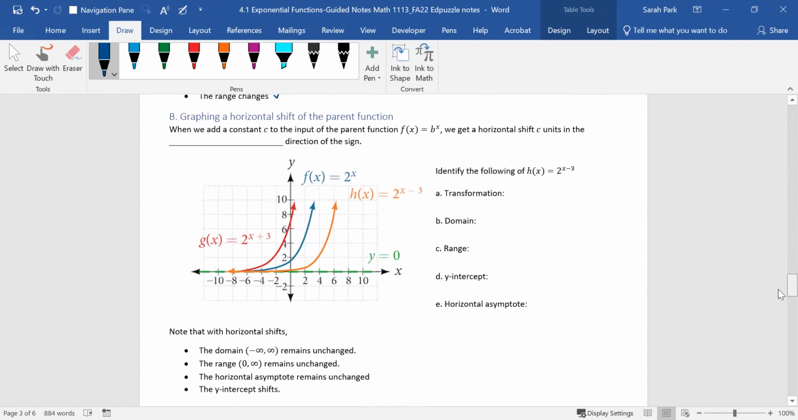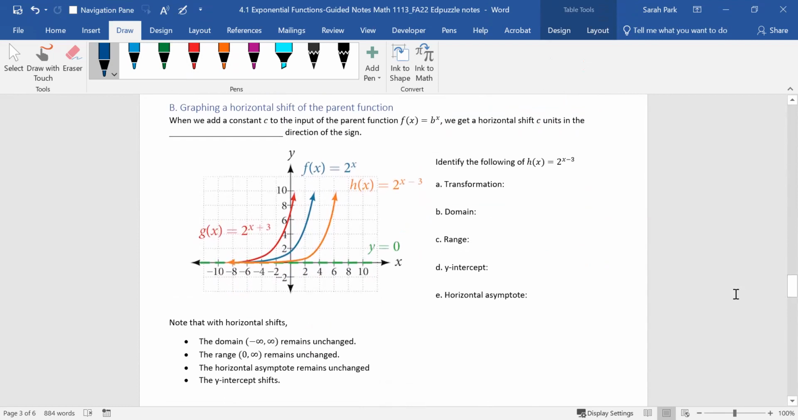Okay, so for horizontal shifts, we add a constant c to the input of the parent function, b to the x. And we're going to get a horizontal shift c units in the opposite direction of the sign. So this is our parent function 2 to the x, and we're going to look at h of x equals 2 to the x minus 3. Well, this time the minus 3 is attached to the input, or the exponent part. The transformation looks like it's shifted right 3 units.